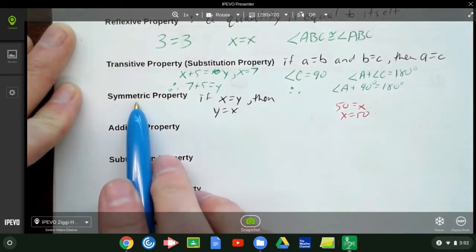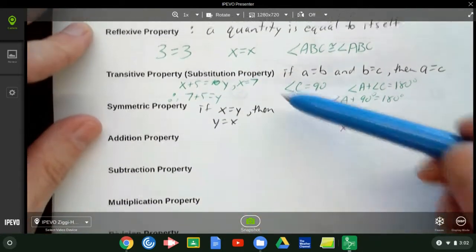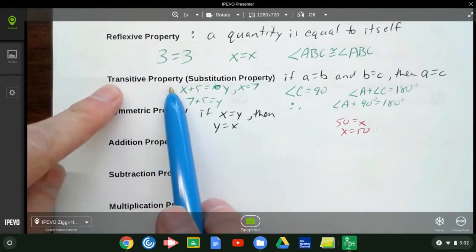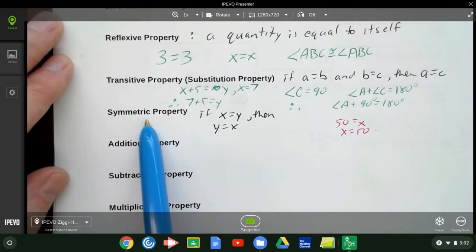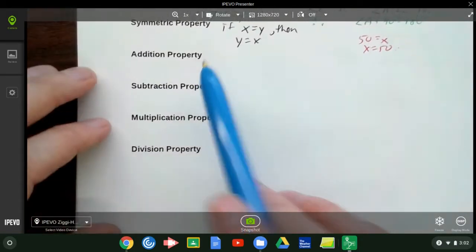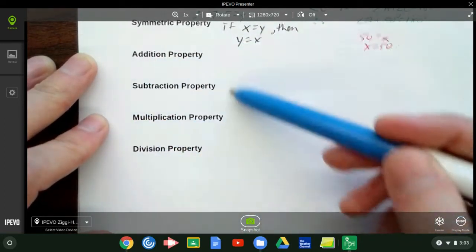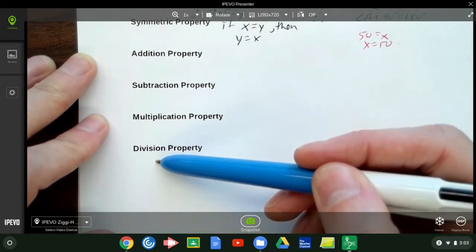And it's the symmetric property that allows me to do that. So once we've got those three basic ideas, something equals itself, I can replace things, or I can flip an equation around, then I start actually doing some work. And we have the properties of addition, subtraction, multiplication, and division. All four of these say the same idea. They're just using different arithmetic.